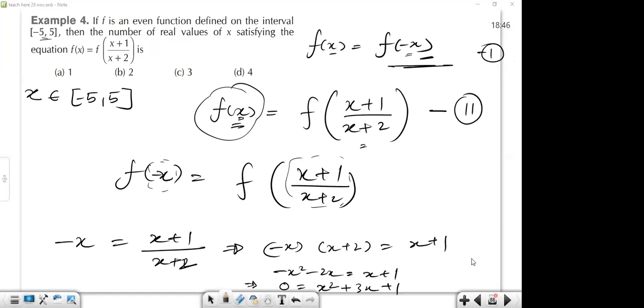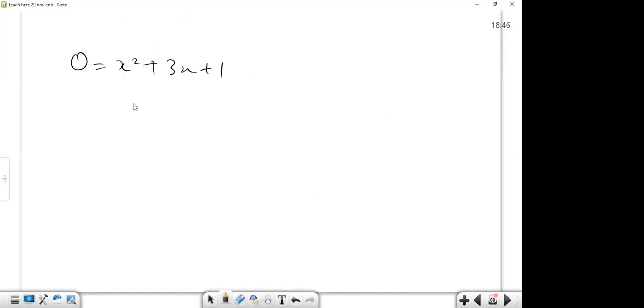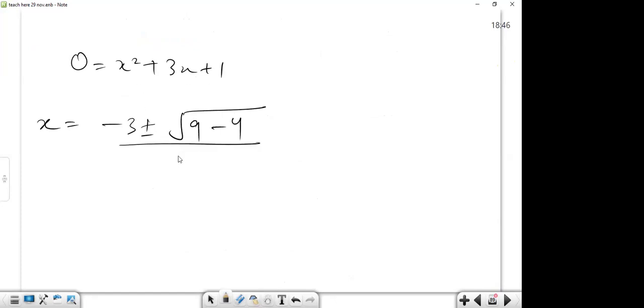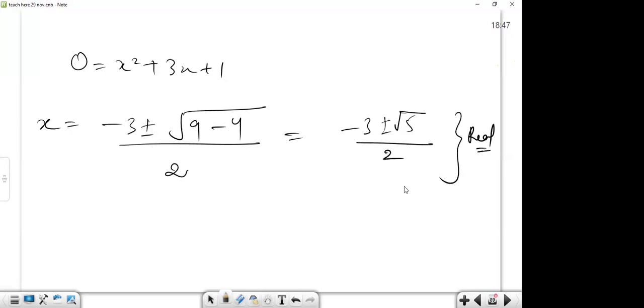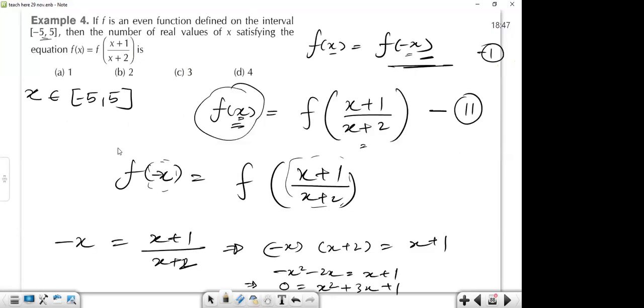So first let's find out x is equal to minus b plus minus square root of b square minus 4ac upon 2a. So minus 3 plus minus root 5 by 2. These are the two roots of x here, and both are real. So there are two values of x now. But there was also one condition. We have utilized only this.